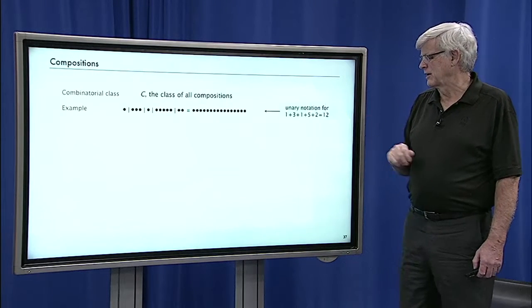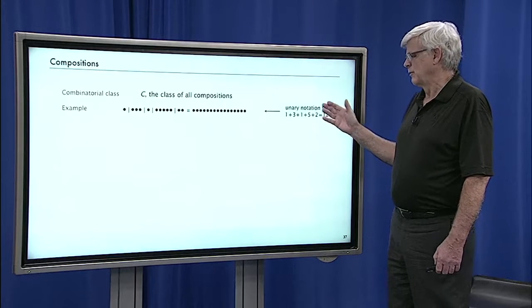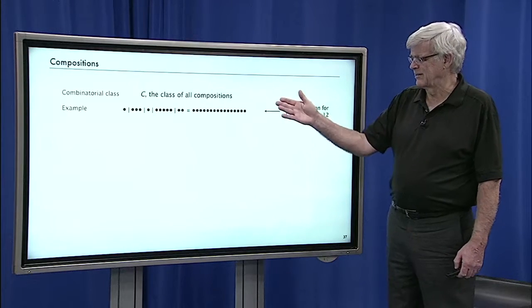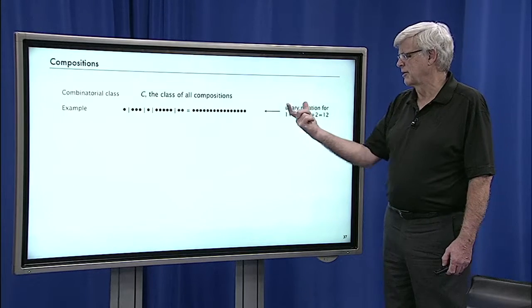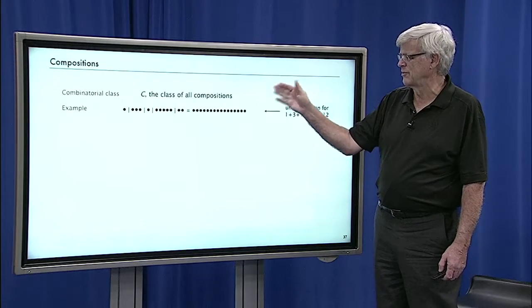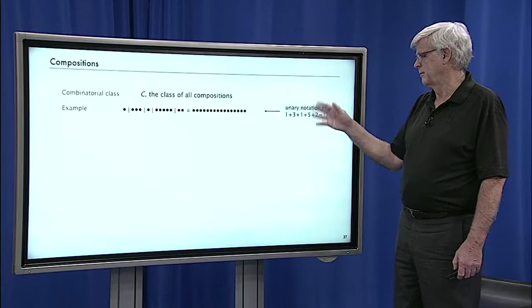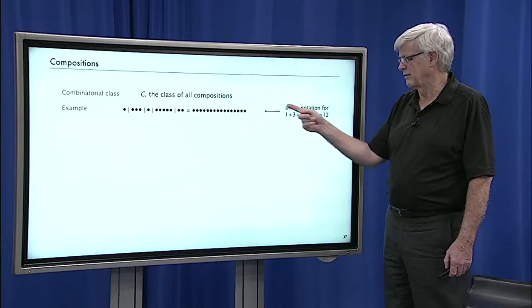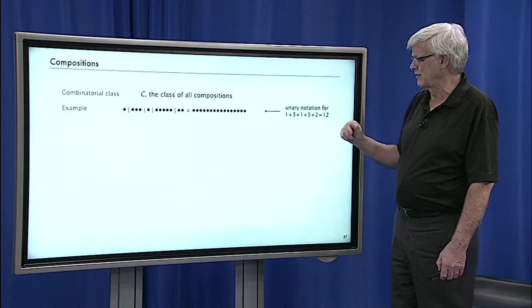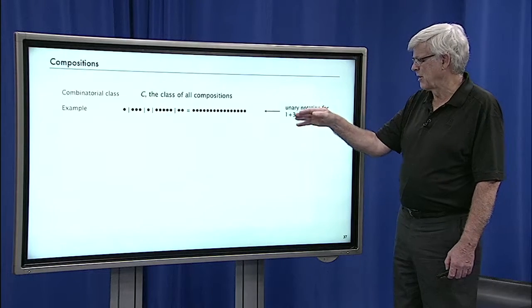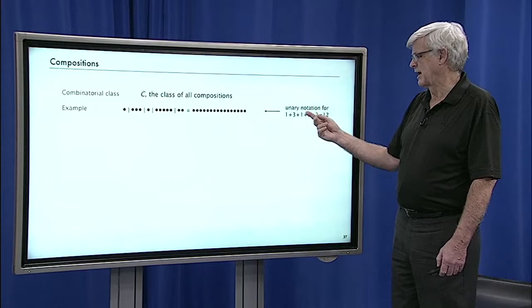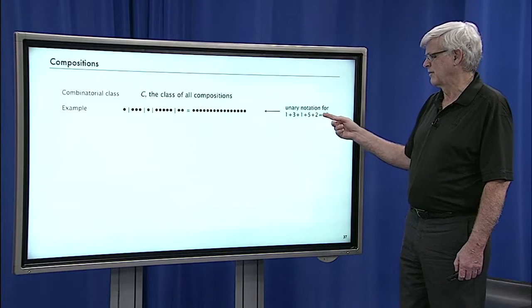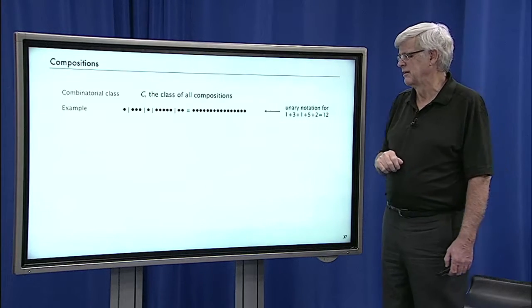So now if we look at compositions, what we can do is essentially think of a number as being divided up into smaller pieces just by putting bars in. If we have 12 dots, we can put bars in with the 12 dots, and wherever the bars go, we convert back to unary. So this is one composition, 1 plus 3 plus 1 plus 5 plus 2 equals 12.